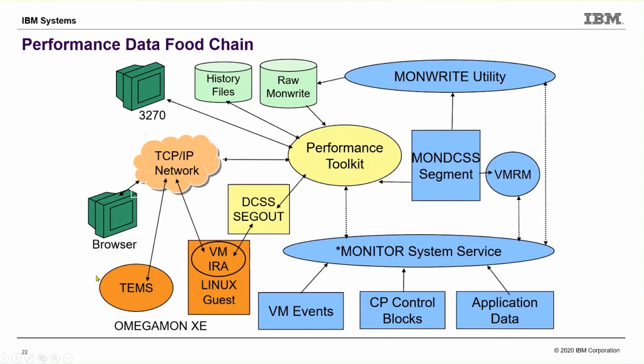So when we think about what we're trying to do and what kind of data we need, look at all those things, right? And so again, remember, the intervals I use when I'm doing monitor records, that granularity, is the granularity Performance Toolkit gets, which is going to affect the granularity of the OMEGAMON things, right? And so all these things come into play in this whole food chain of information here.